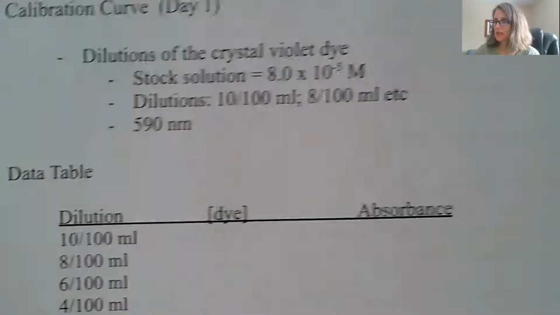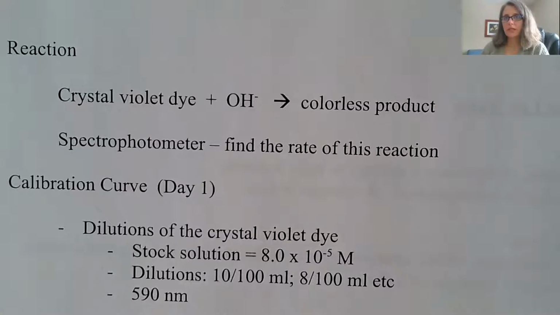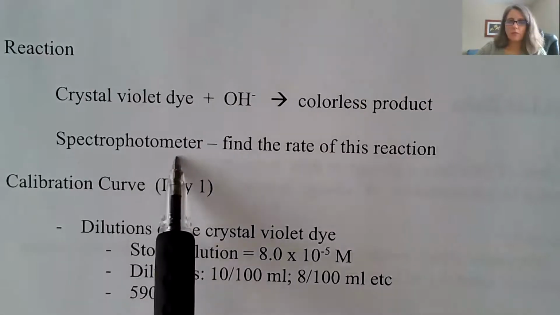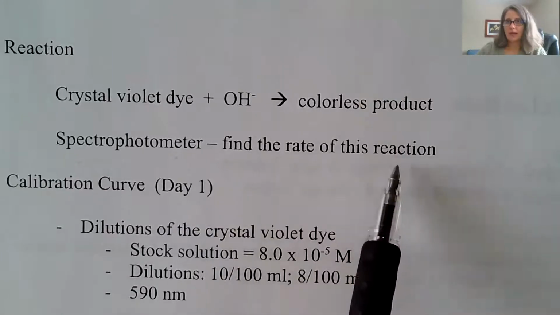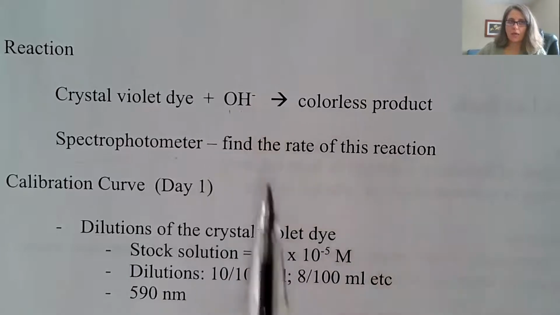So how we're going to use this is in a reaction between something called crystal violet and sodium hydroxide. When you mix these two together, you get what we call a colorless product. The crystal violet itself is a purple color, but once you add the sodium hydroxide to it, that purple color starts to diminish. It starts to get lighter and lighter and lighter. So what we're going to use the spectrophotometer for is to find the rate of this reaction. So how quickly does it disappear as I add OH?